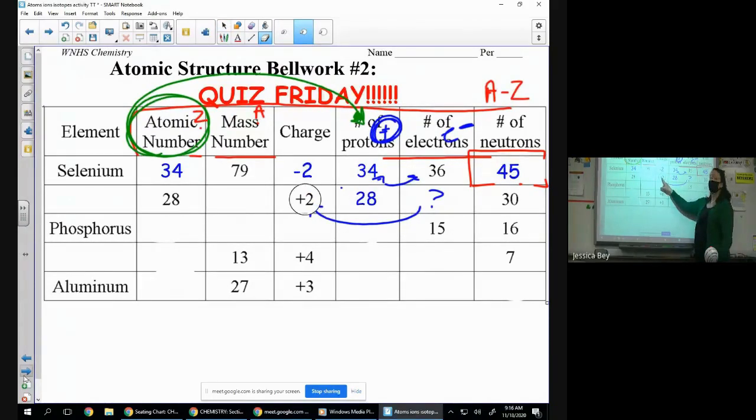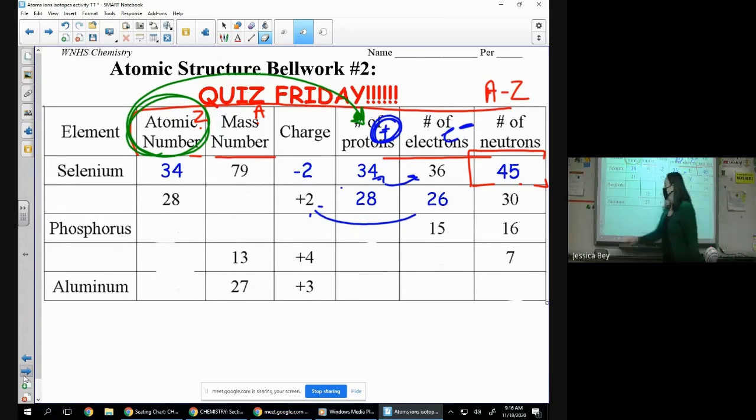If I want to end up a positive 2, and I know I have 28 protons, that means I have to have 2 less electrons. So how many electrons would I have here? You got it, okay? So that's kind of how you figure out charge and electrons. You're always looking at protons and electrons, okay?